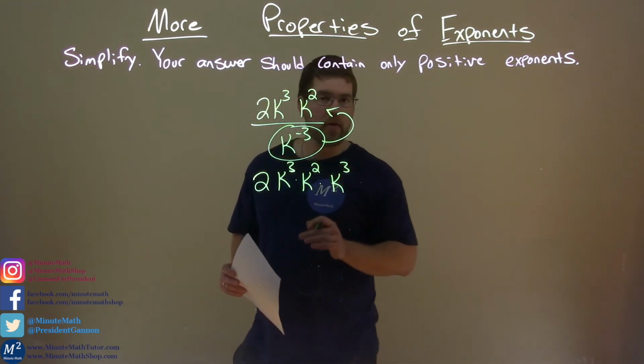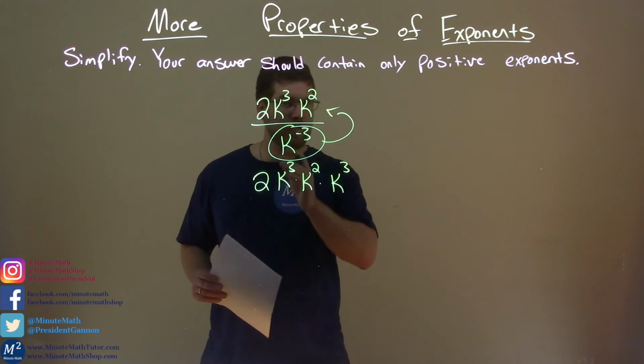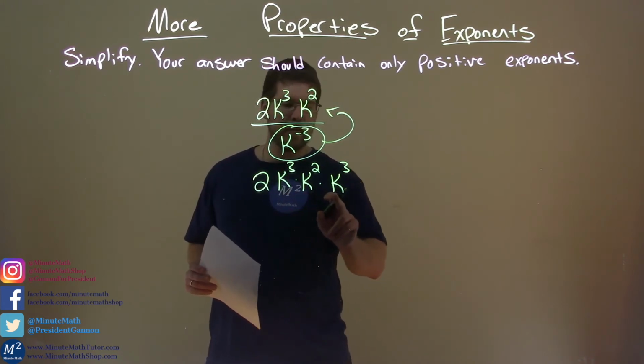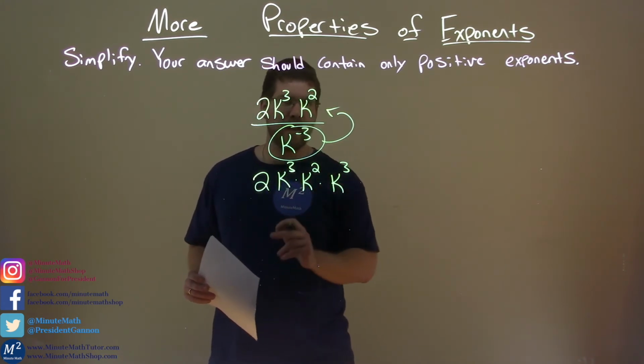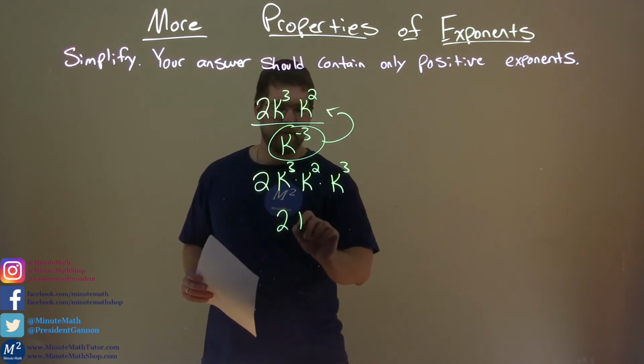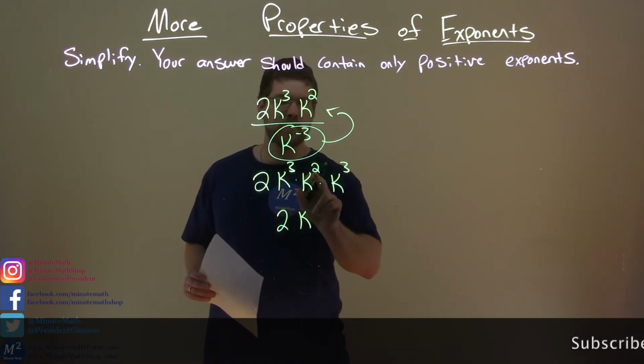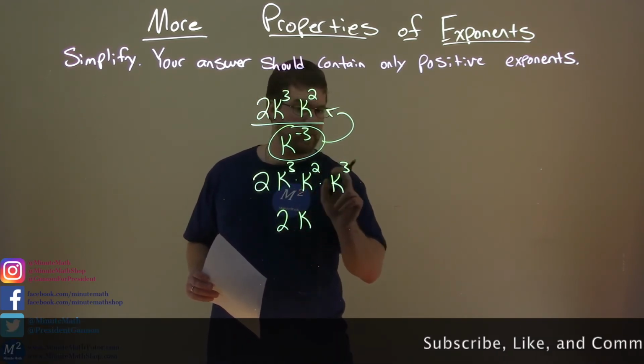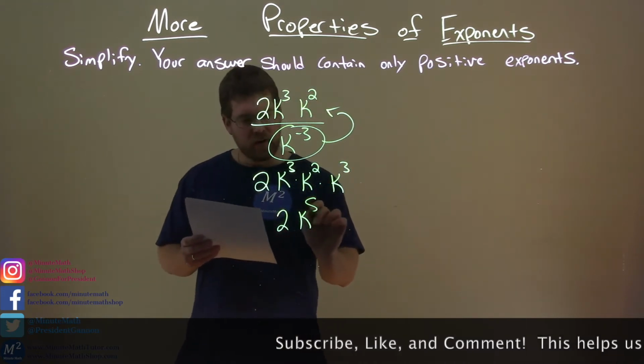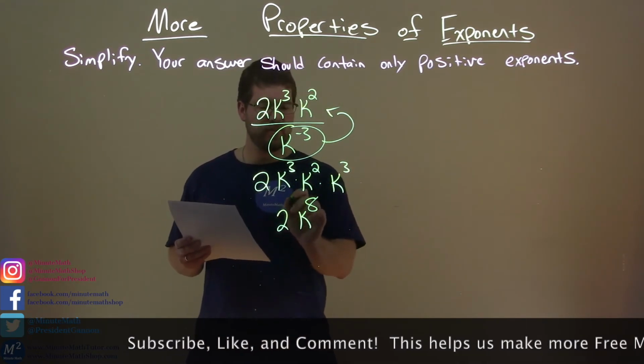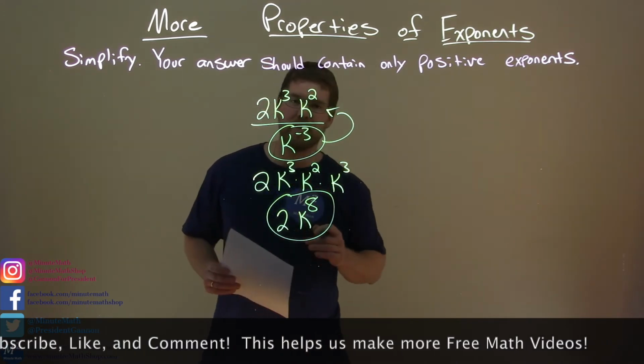Well, one thing we know with our rules of exponents here that we're practicing, we have the same bases that we're multiplying, we add the exponents. So 2 comes down, we have a k, let's add it up. 3 plus 2 is 5, plus 3 is 8. So our final answer here is just 2k to the 8th power.